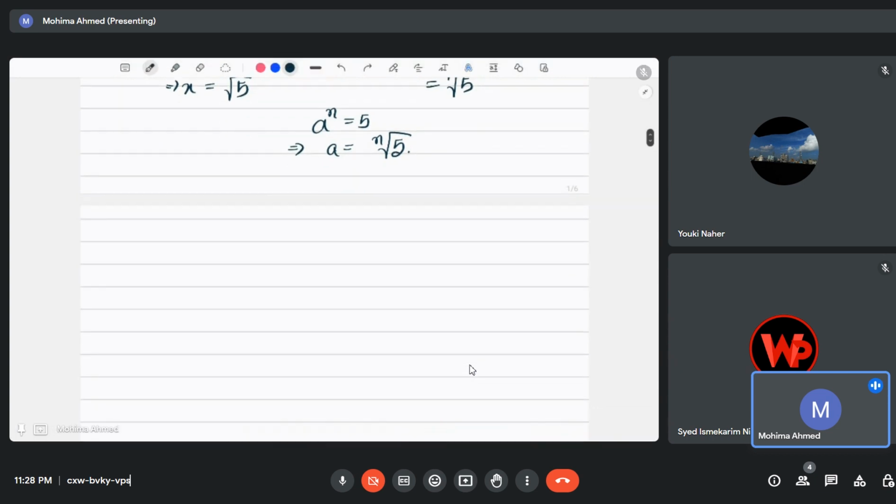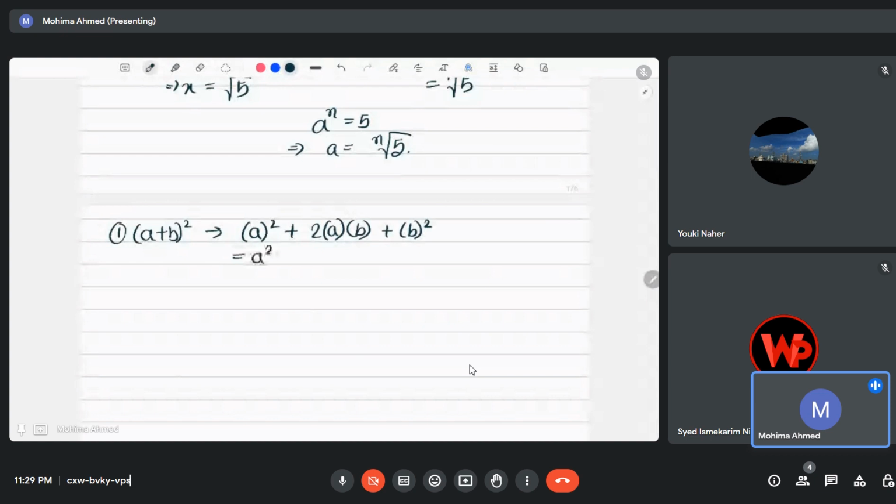Lastly, the equations of the whole square. A plus b whole square. In this section, you break this down like this: a square plus 2ab plus b square, which eventually gives you a square plus 2ab plus b square.